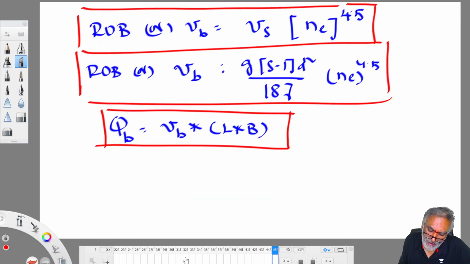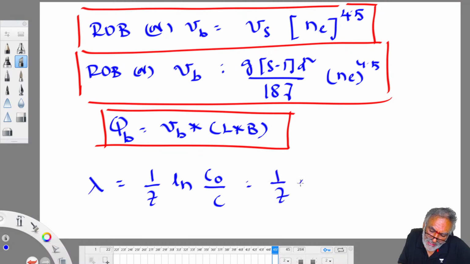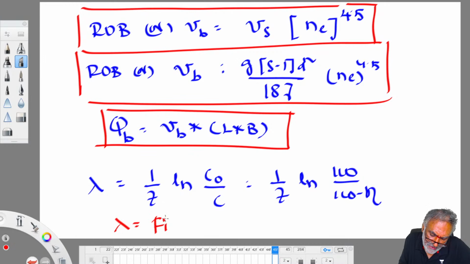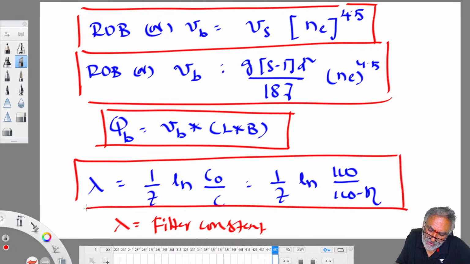Okay. In addition to this, anything extra? We can also work out lambda. We can bring out a relation between concentration of particles removed and efficiency: lambda equals 1 by Z into 100 by (100 minus efficiency). This formula we also used, where lambda is the filter constant. For a given filter it always remains constant. So this equation also we saw, and we solved a few numericals based on this equation.